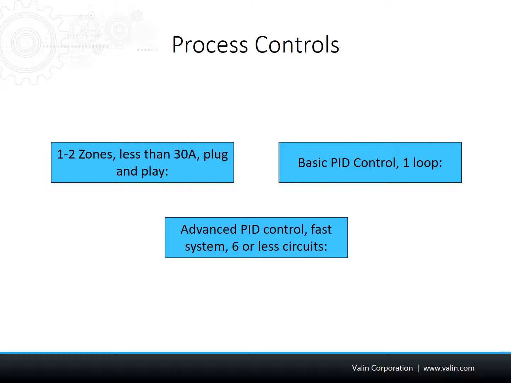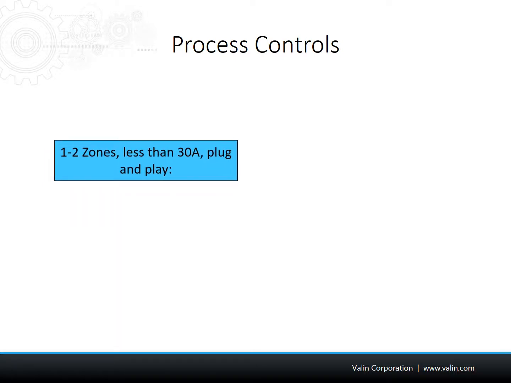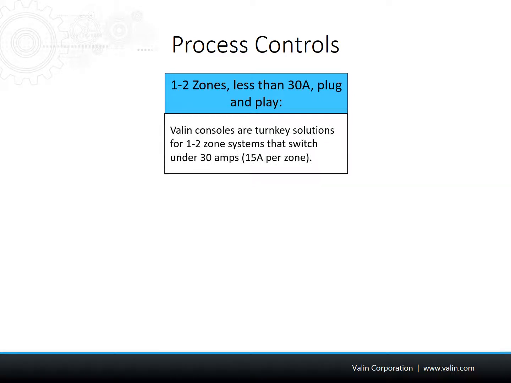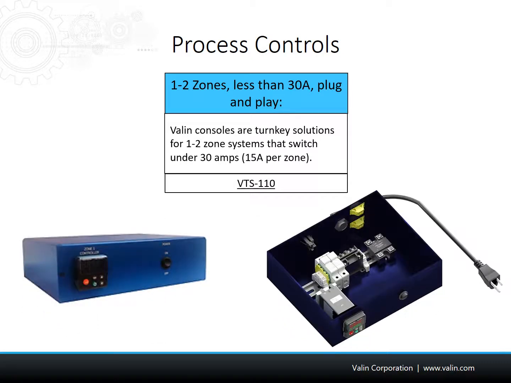That completes the heat trace section, but now we have process controls to delve into. Let's start with 1 to 2 zones, less than 30 amps, and plug-and-play systems. For this kind of a system, we would use a Valin console. There are turnkey solutions for 1 to 2 zone systems that switch under 30 amps. The base code for this would be VTS-110. However, there's a variety of options to choose based on your design.